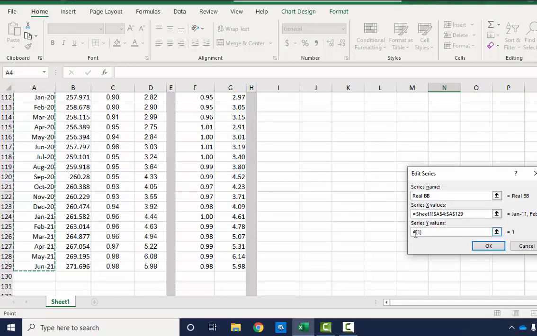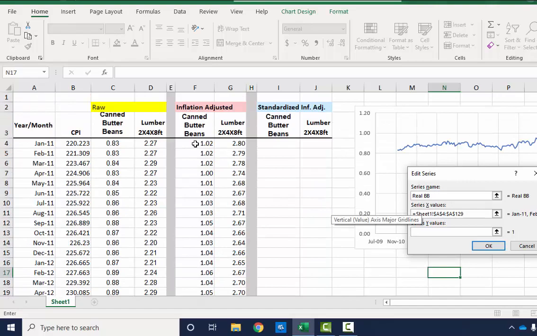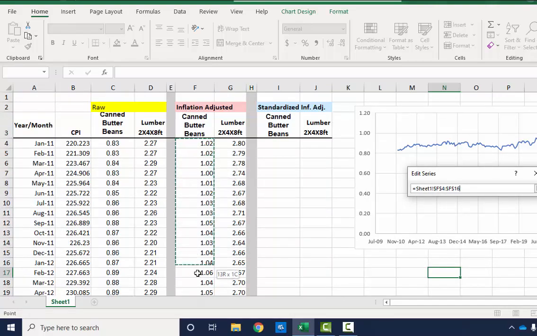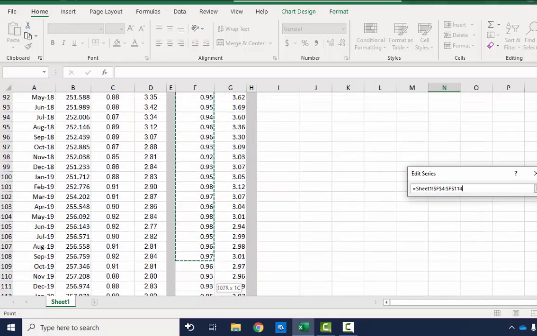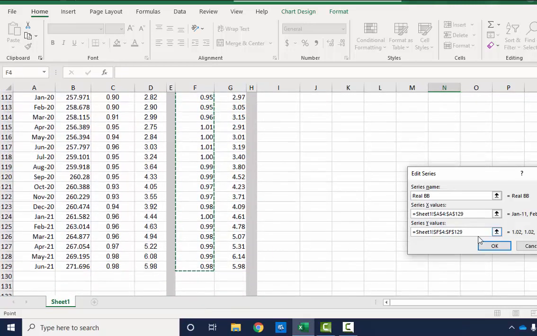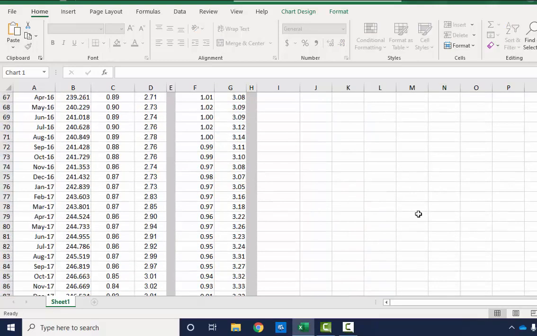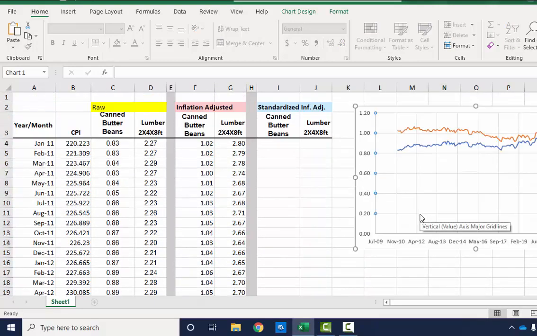But now the Y value, look at what Bill did. I don't know why he does that. It's weird. So the Y values are the inflation adjusted prices for butter beans, which is this stuff we got over here that we calculated. Okay, I'm going to OK that. OK this whole mess, and I'm going to come up here and let you see what we did. There we are.